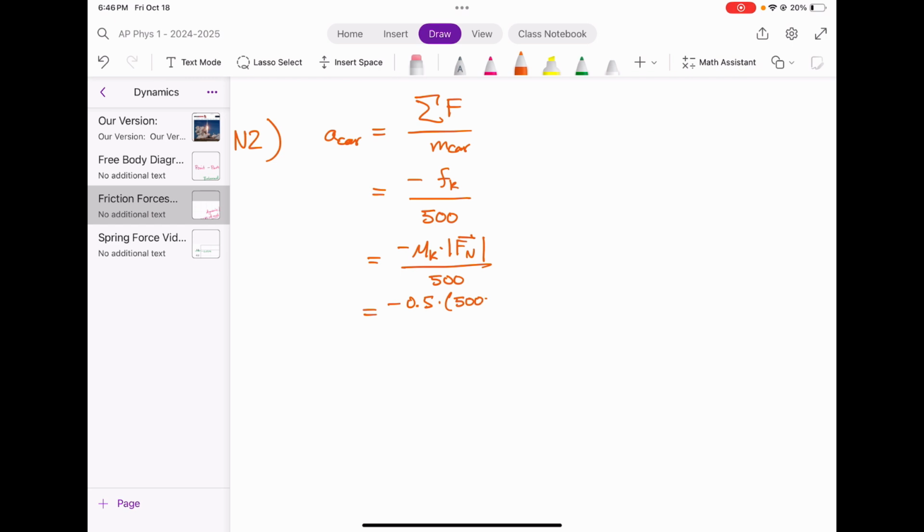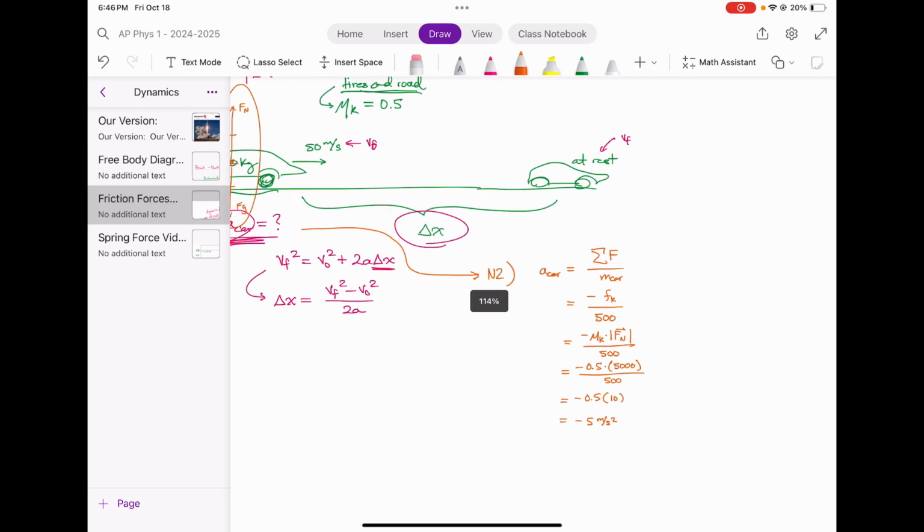If you take 500 kilograms times 10 meters per second squared, that's the force of gravity, that should be equal to the normal force there. And then divided by 500. Now it turns out, we end up with negative 0.5 times 10. So this equals negative 5 meters per second squared. Isn't that interesting?